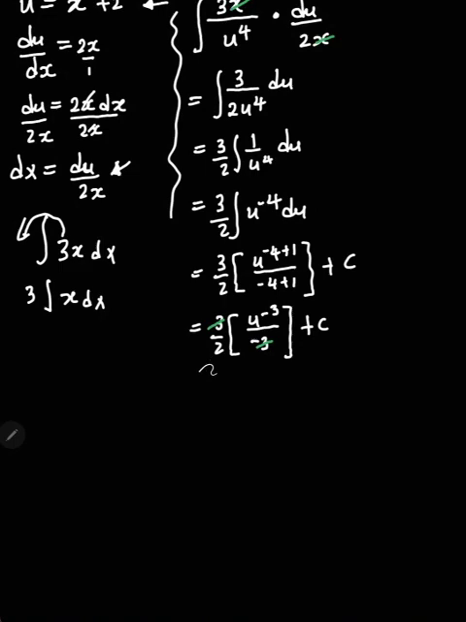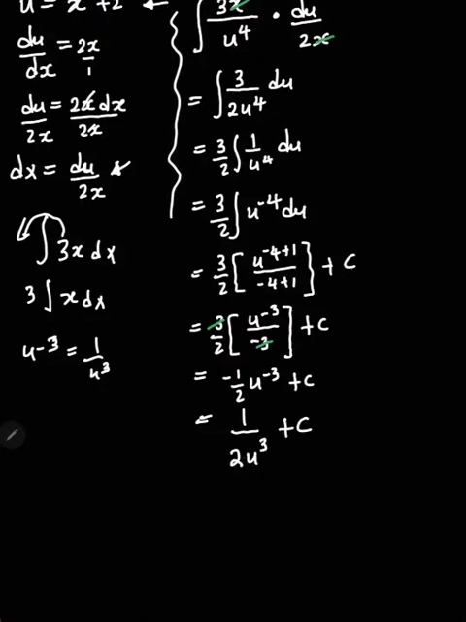So I can take the negative to the front if I want. I'm going to have negative 1 over 2, then u to the power negative 3, then plus c. Remember, u to the power negative 3 is the same as 1 over u to the power 3. So I can take it down there: I'm going to have 1 over 2u to the power 3, then plus c. Oh, don't forget our negative there. So this is our integral.